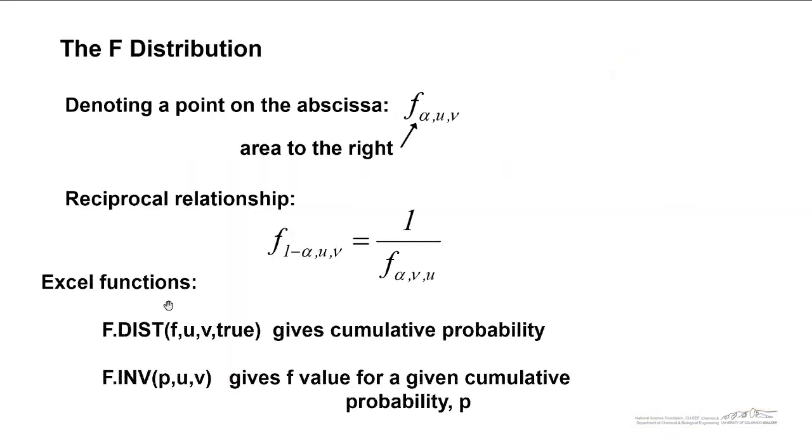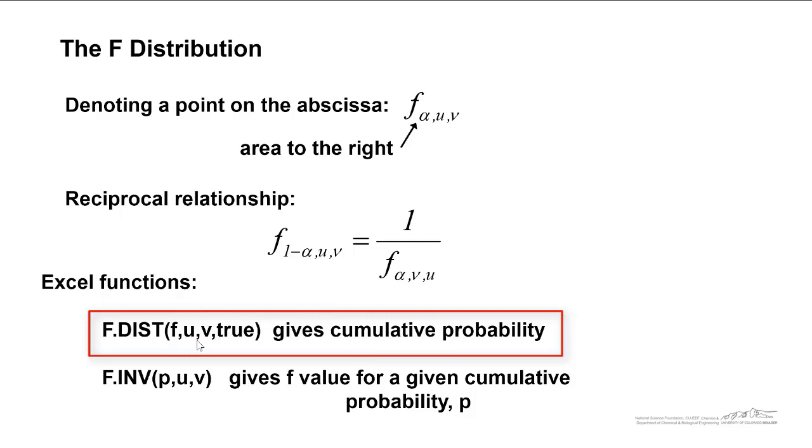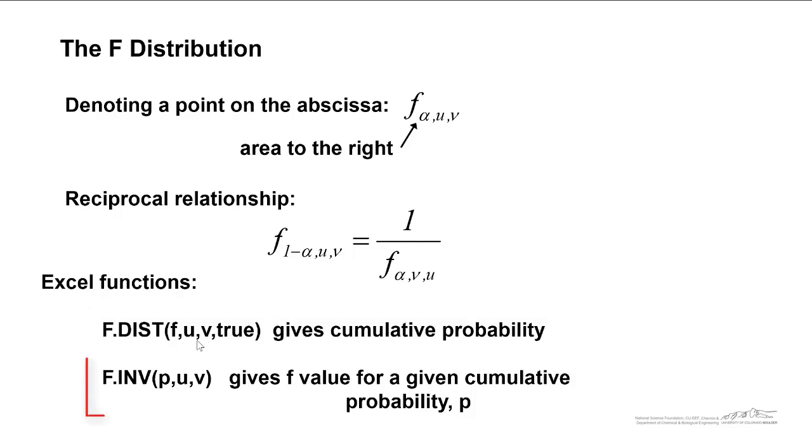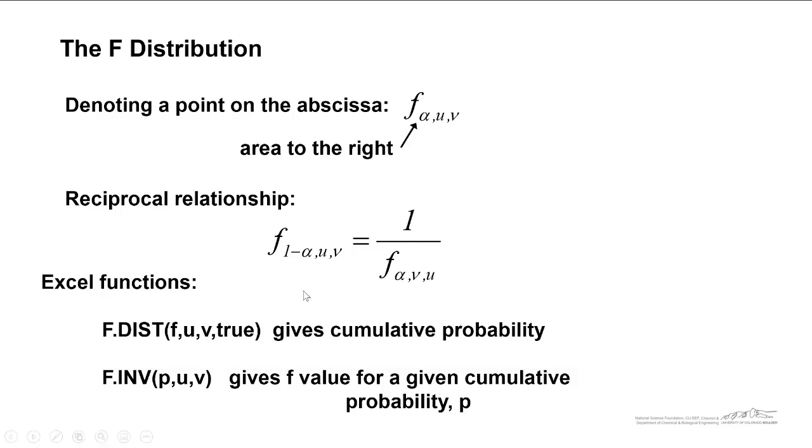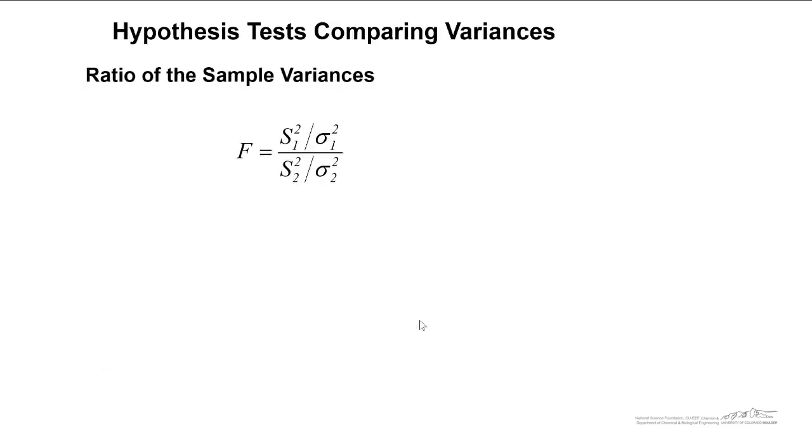By the way, there are Excel functions that do this, F.DIST. This gives the cumulative probability. F.INV gives the F value for a given cumulative probability P. And so we can easily use Excel to determine these percentage points of the F distribution. And they depend upon two degrees of freedom, the numerator and denominator degrees of freedom.